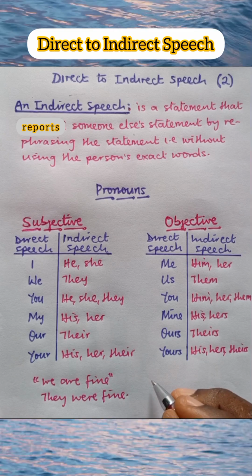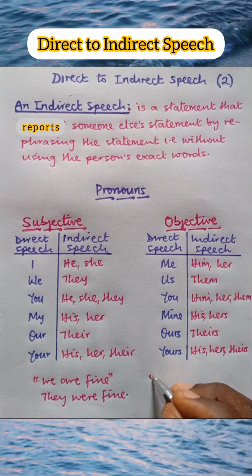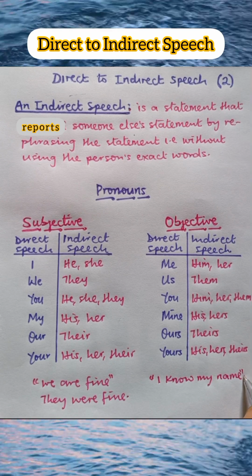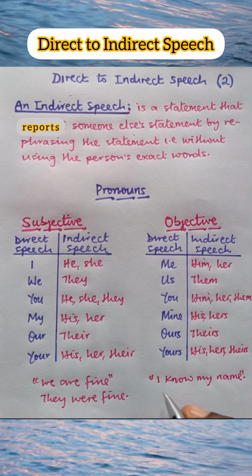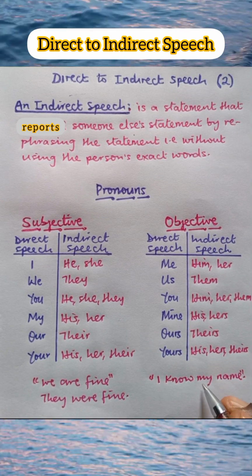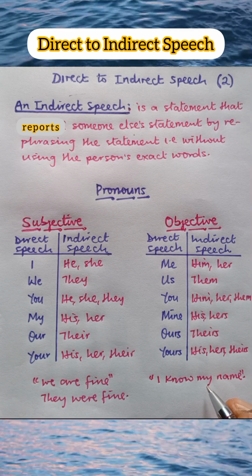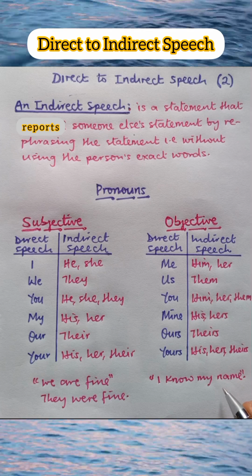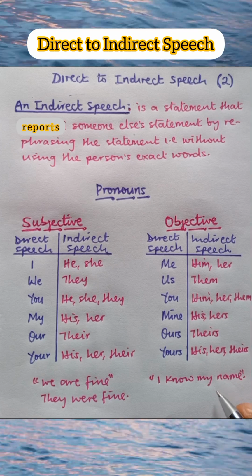Let's say the original statement or the direct speech is "I know my name." Now we have two pronouns here. "I" and "my" will change in the indirect speech. Now you do this. Change this direct statement to an indirect speech. Put your answer in the comment section.